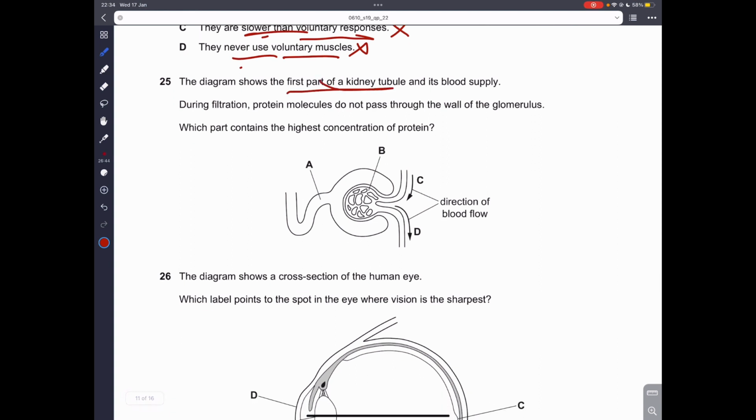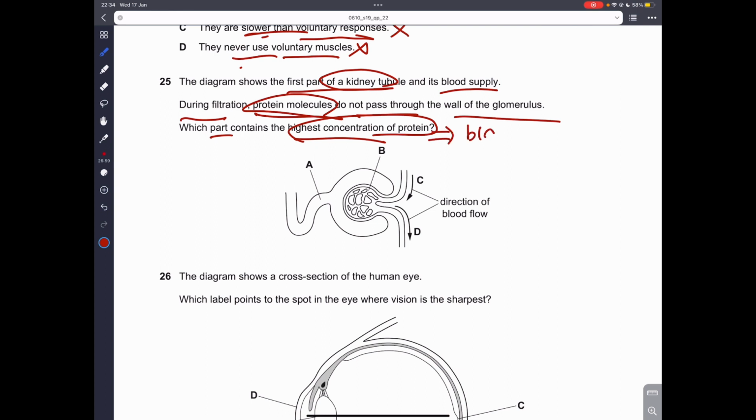25. The diagram shows the first part of the kidney tubule and its blood supply. During filtration, protein molecules do not pass through the wall of the glomerulus. Which part contains the highest concentration of protein? Now, the highest concentration of protein is going to be left inside the bloodstream because protein molecules are too big to actually pass through the filtering unit during the process of filtration. So it's actually going to be left in D, right, with higher concentration, because obviously this is the vein because it's going back to the heart.